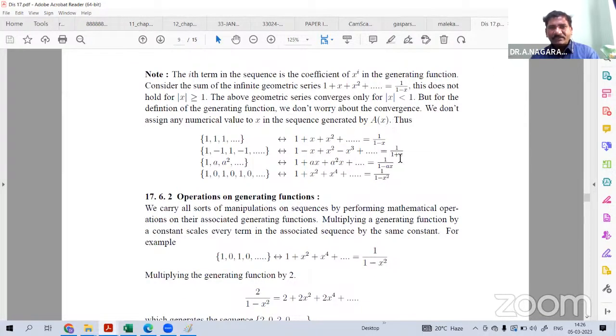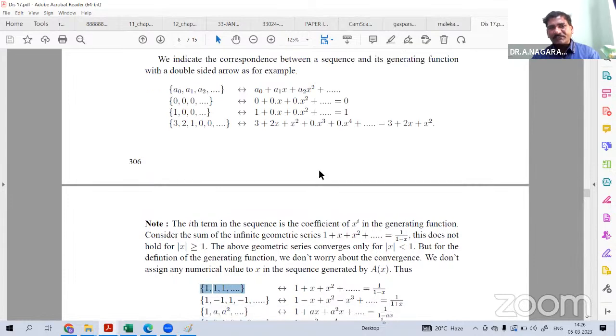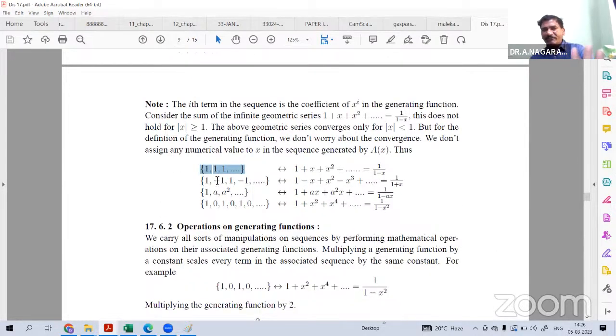Now the sum of all the terms is also represented. For example, here 1, 1, 1, 1 I have given: 1 into 1 plus 1 into x plus 1 into x squared plus so on. Here there are infinite terms. Previously it was finite. Finite I can also take, but here infinite will be there. At that time, the generating function observation will come with an infinite number of terms.